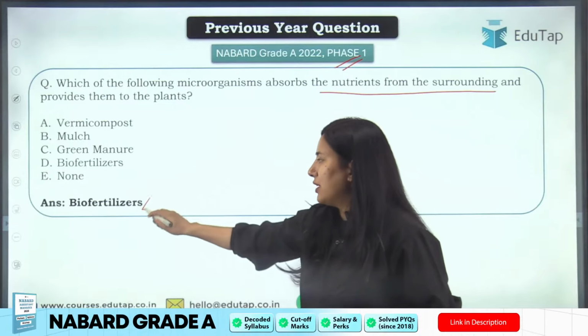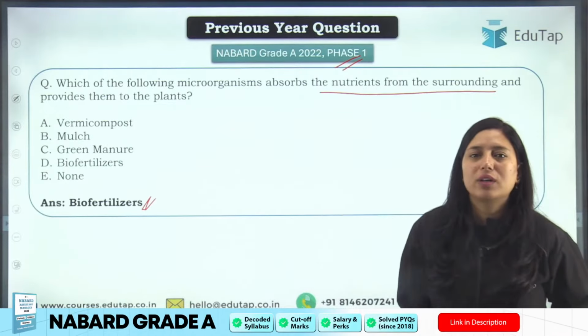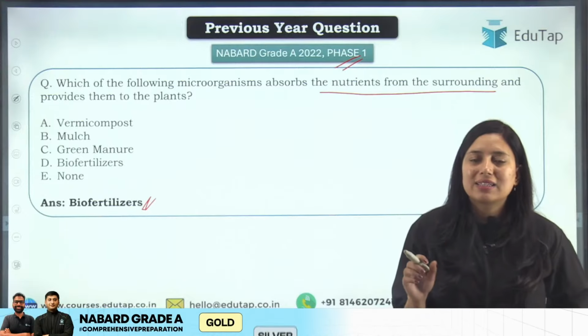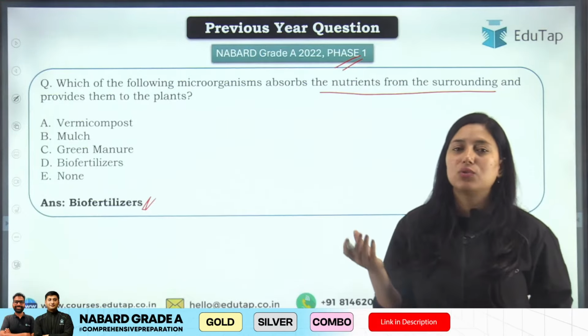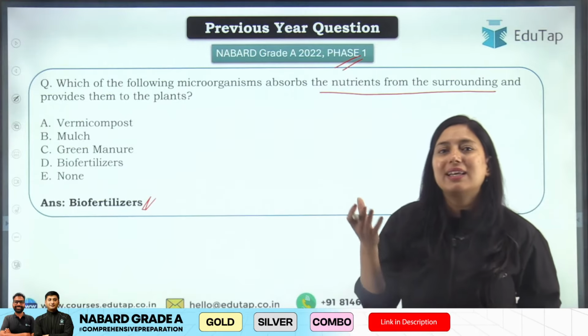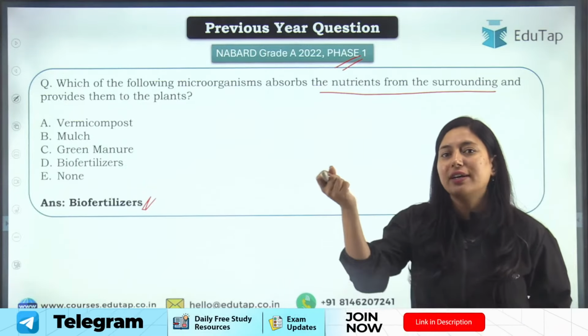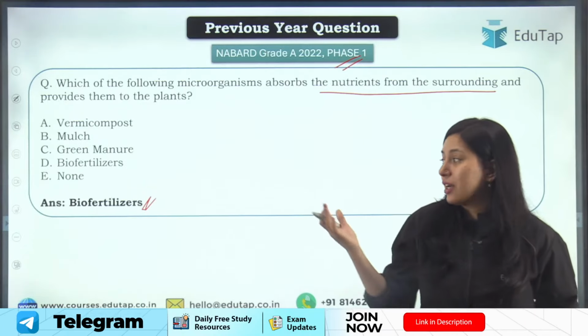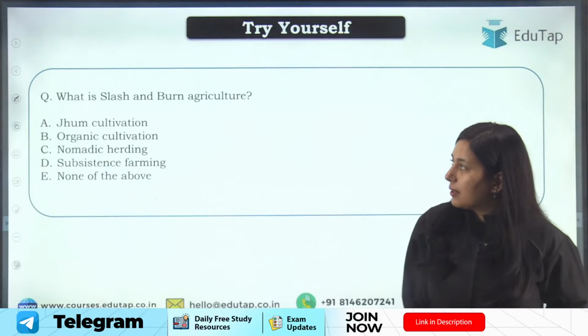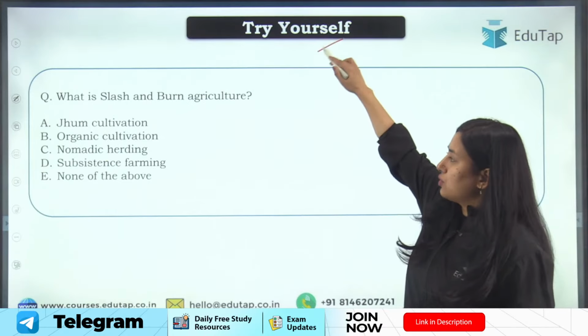Okay, it will be biofertilizers. I have already explained what biofertilizers are. Living organisms that help in increasing soil nutrient status. What they do is basically absorb nutrients from the surrounding and provide them to the plant root. So hence they are called biofertilizers. Clear? Okay, now this is a question for you.